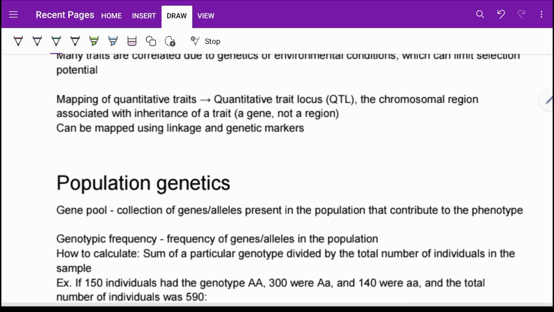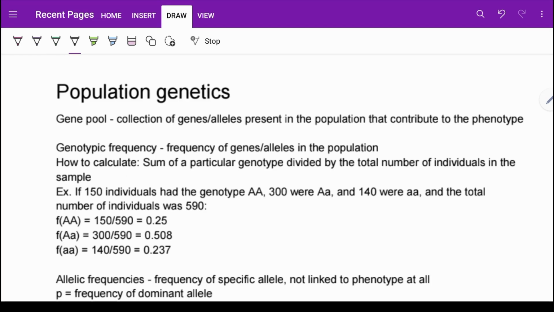We can also map quantitative traits using quantitative trait loci, QTLs, which are chromosomal regions that can be associated with inheritance of the trait. It is a region, not a gene, and can be mapped using linkage and genetic markers like we talked about in the last unit. Okay, we're also going to talk about population genetics.